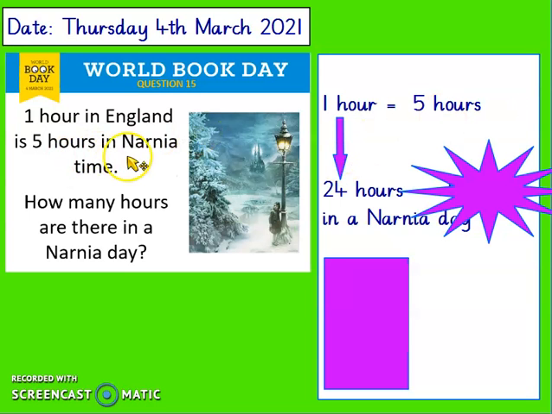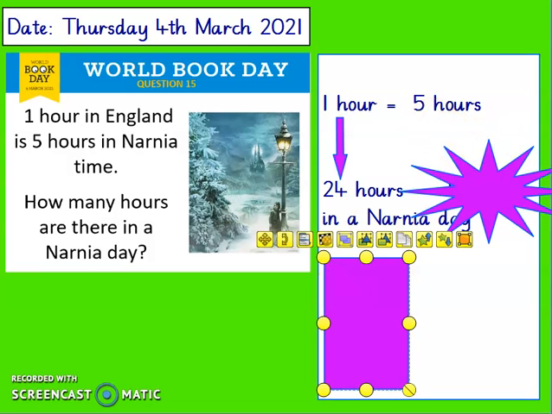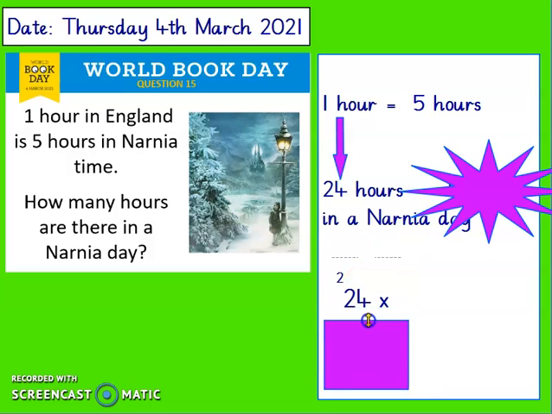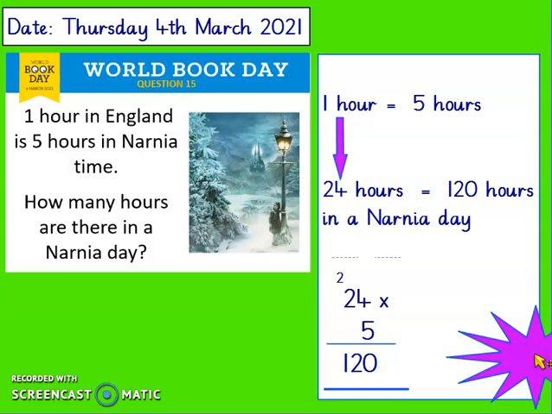1 hour in England is 5 hours in Narnia time. How many hours in a Narnia day? So we know that 1 hour in England is 5 hours in Narnia. So look what we've done. We've times it by 24. Have a think about what you need to do to the 5 hours. Pause and unpause for the answer. So that's right. You need to times 5 by 24. So if we do 24 times 5, that will give us 120 hours in a Narnia day.